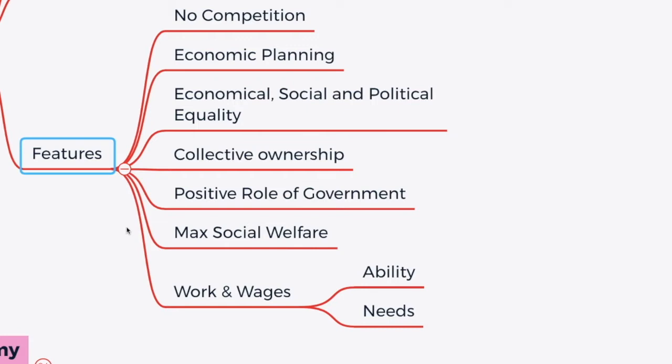economic planning, economic, social and political equality is there in this, collective ownership, positive role of government is involved in this. The maximum is of social welfare and work and wages are according to the ability and needs.